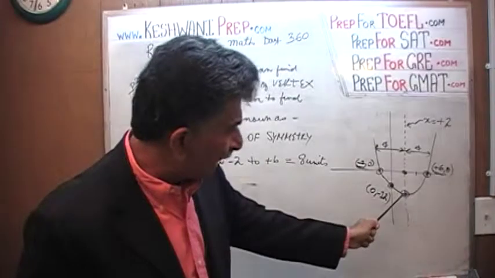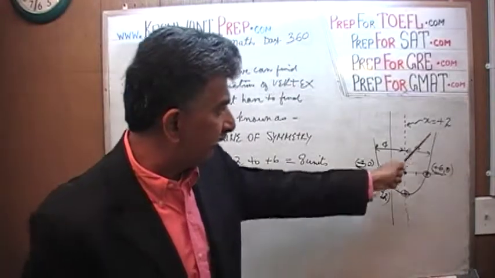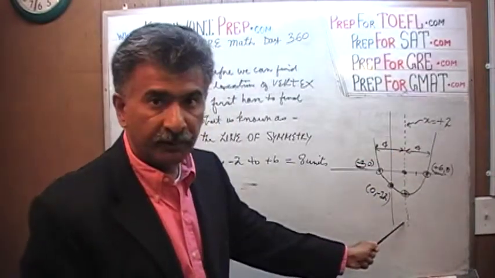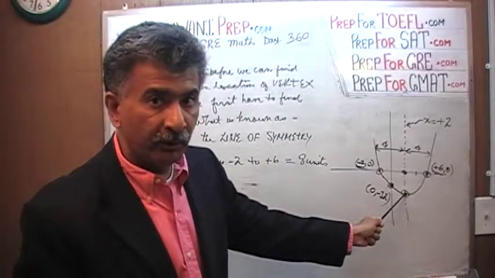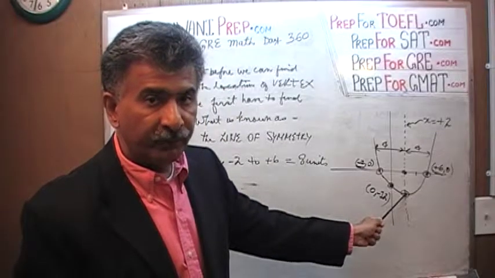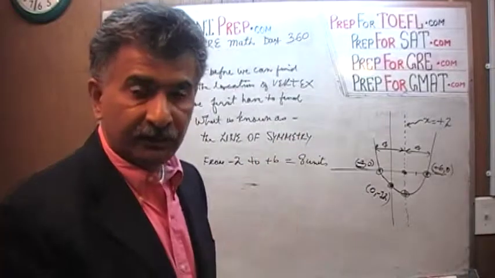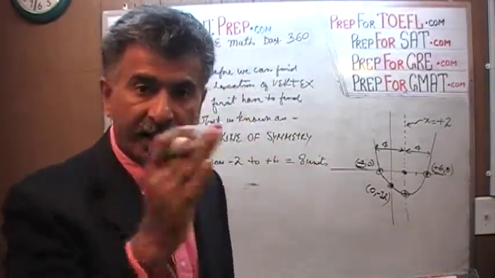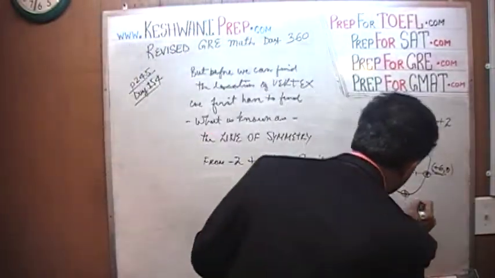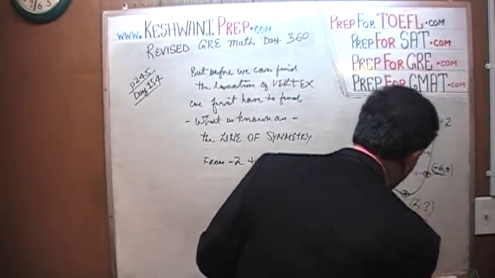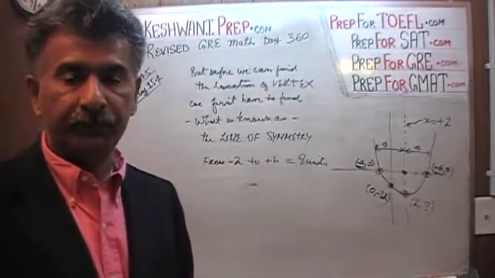So we already know the x-coordinate of this point. The x-coordinate of this point is 2, because it's on the line of symmetry. The vertex is the lowest point on the graph. The lowest point of the graph is where the line of symmetry cuts it, hence making it into two identical halves. So the x-coordinate is 2. The question is, what's the y-coordinate of that point?